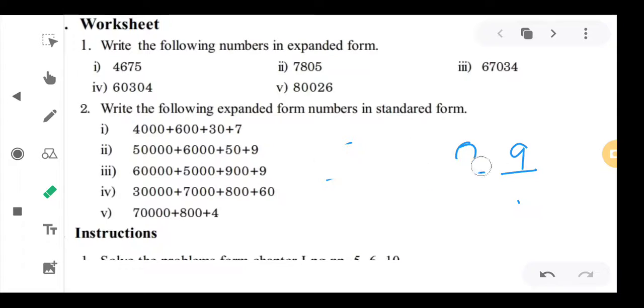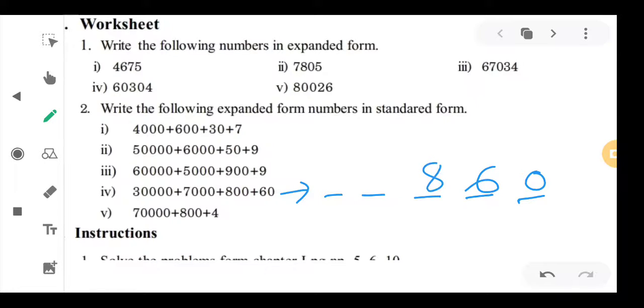After that fourth one, see in the fourth one again this is 3. After 3, 1, 2, 3, 4, 4 zeros and 1 number. So total 5 digits. So 1, 2, 3, 4, 5, 5 digits. In ones place there is no number. So this is 0. Tens place 6 is there. So 6. In hundreds place 8. In thousands place 7. In 10,000s place 3. So this is 37,860.